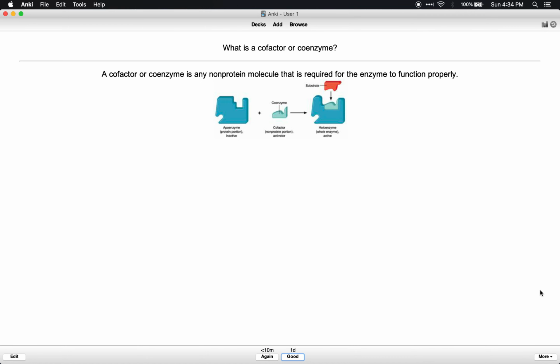What is a cofactor or coenzyme? A cofactor or coenzyme can be an inorganic or organic molecule that serves a functional purpose in an enzyme, or is required for its function.